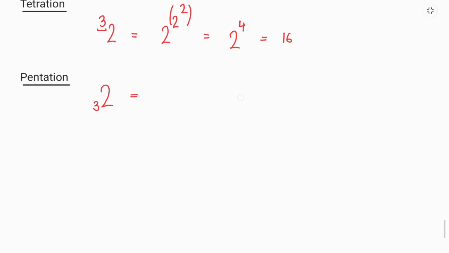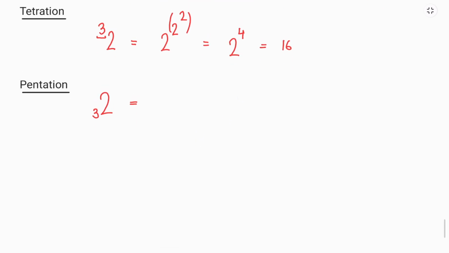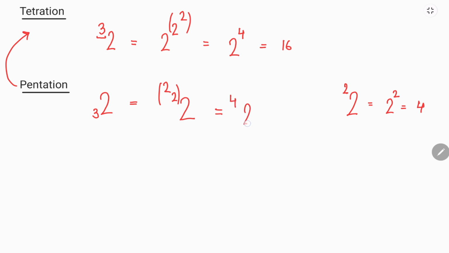Similarly, when we come to pentation, pentation is a repeat of tetration. Like how? Here you have 3 in the bottom, right? 2 and 3. Now that means they are repeating tetration, and tetration we write here on the top, right? So we will write 2 three times here. So this is 2 and 2 and 2, right? Now we will solve this tetration first, this tetration 2 and 2. What does this mean? This means that we need to find this 2 square, and it will become 4.